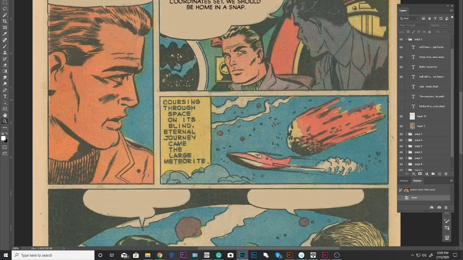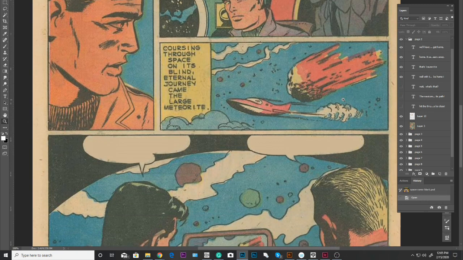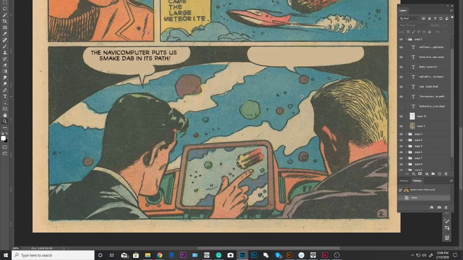And then we've got this caption here. "Coursing through space on its blind eternal journey came the large meteorite. The navicomputer puts us smack dab in its path."